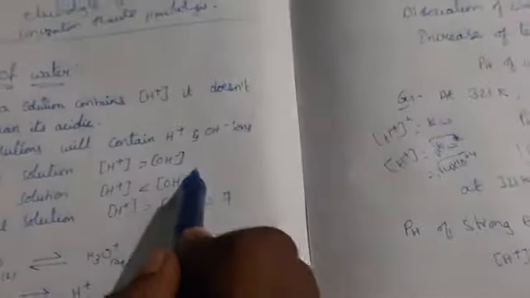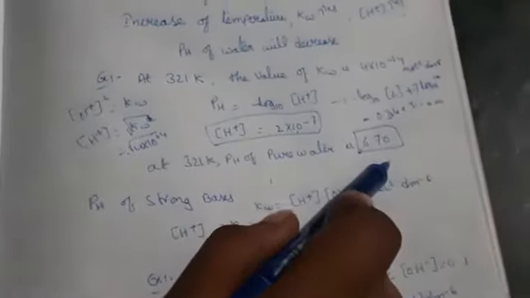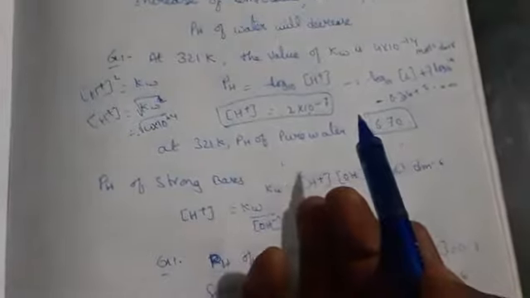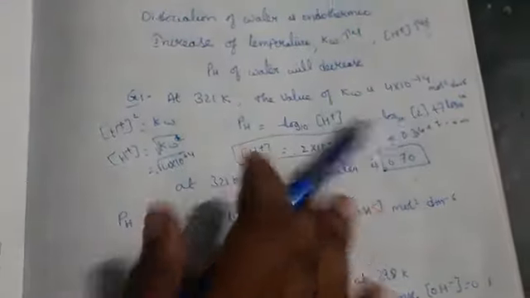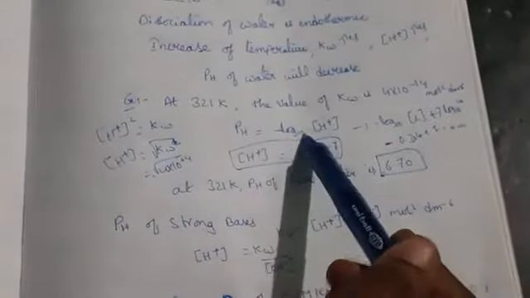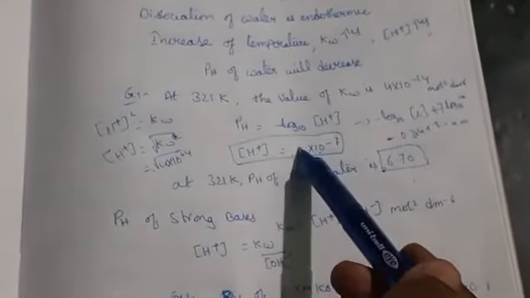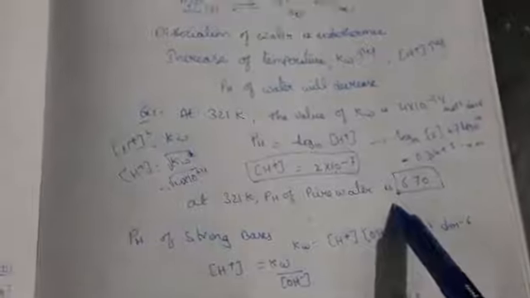So for acid, as I told you, H+ concentration is more than OH-. Here H+ is more, 6.70. OH- they have not given. So this is nothing but the acidic condition. It means temperature is increasing, Kw is increasing, H+ is increasing, but the pH of pure water is decreasing. Okay. Next, for strong bases, what is the strong base condition here?